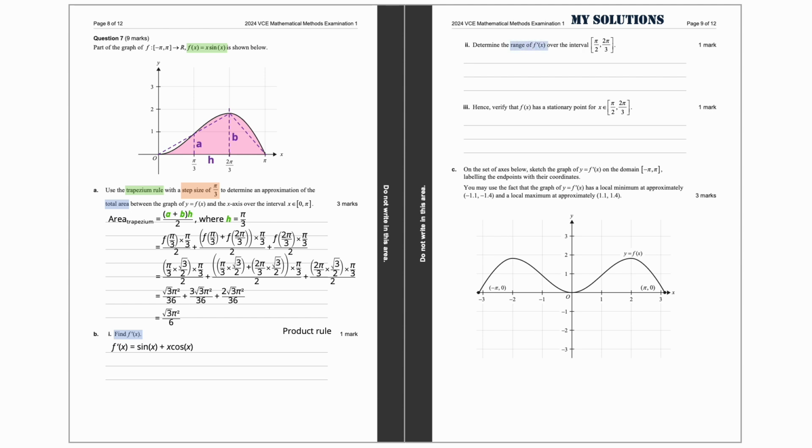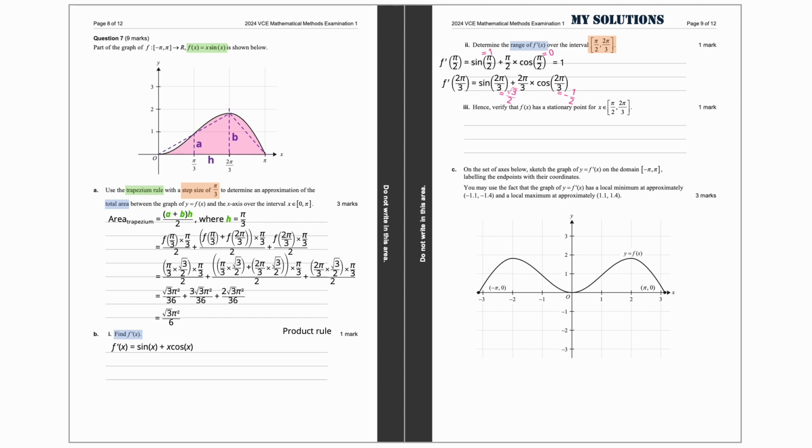Part B ii. Determine the range of f dash of x over the interval pi on 2 to pi on 3. For this, all we have to do is substitute the two ends into the equation of the derivative. So f dash of pi on 2 equals 1.